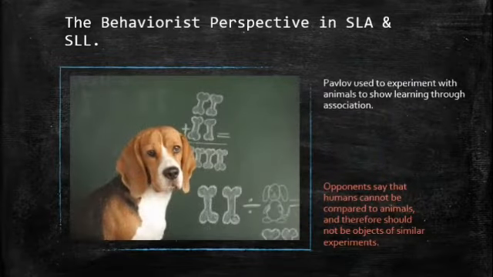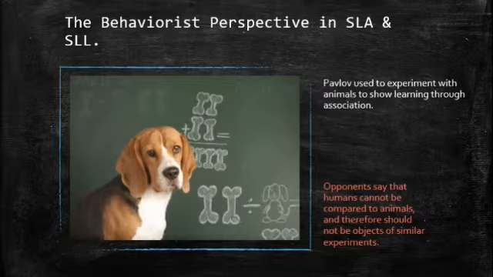In addition, Pavlov used to experiment with animals to show learning through association, and one of the classic experiments was the one in which Pavlov used dogs to show how learning can occur. He presented food to the dogs so that they salivate, and then he used a bell to call the dogs and give them food. The dogs associated the sound of the bell with the food, and whenever Pavlov made the bell sound, the dogs started drooling, even if he didn't have a piece of meat with him.